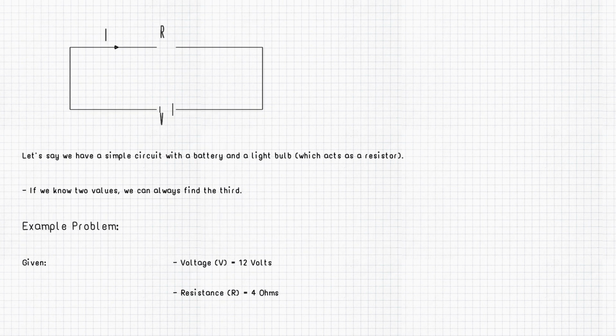In our example, we are given that the voltage is 12 volts. We also know that the resistance in the circuit is 4 ohms. With these two known values, our task is to determine the amount of current flowing through this circuit. What is the current in amperes?